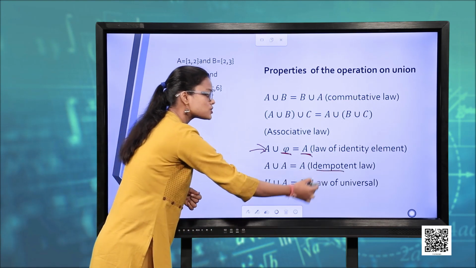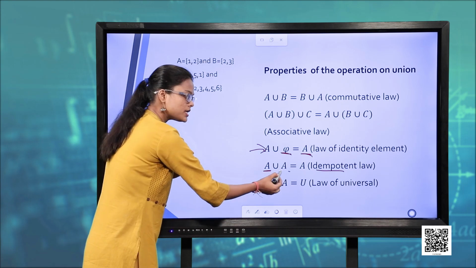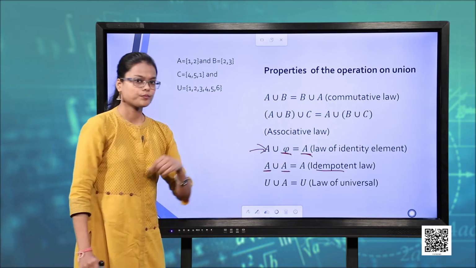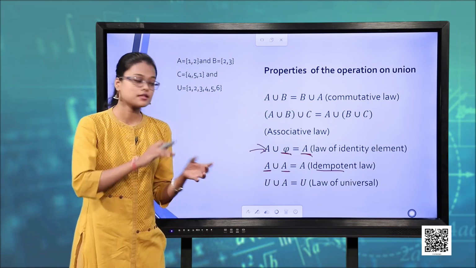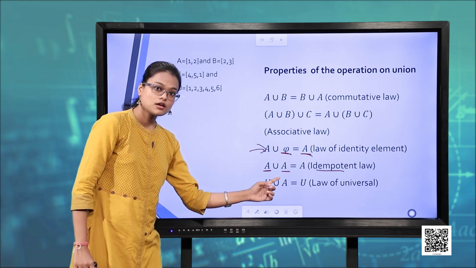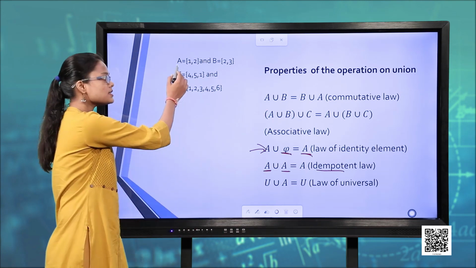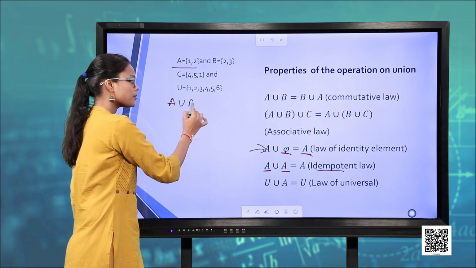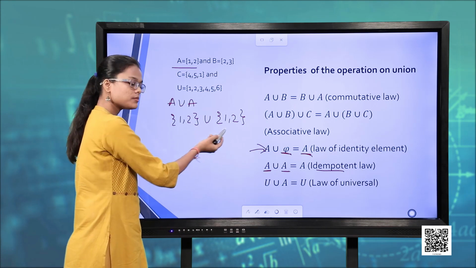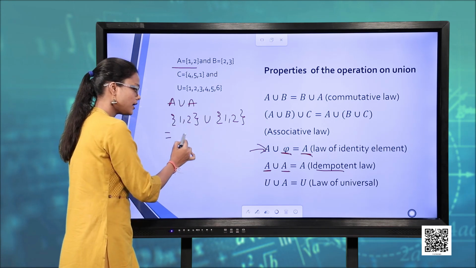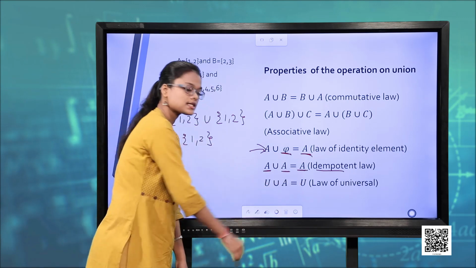Now the next law, which is the idempotent law. What does it say? When I operate a set with itself, A union A, we have to add all the elements which are there in the other set, but that is the same set. So what will be the answer? There is no new element that we are adding. Let us take an example. A union A, 1, 2 union 1, 2. Is there any other element that we are going to add in this? No. The answer will be the same, that is 1, 2. So A union A comes out to be the set itself.